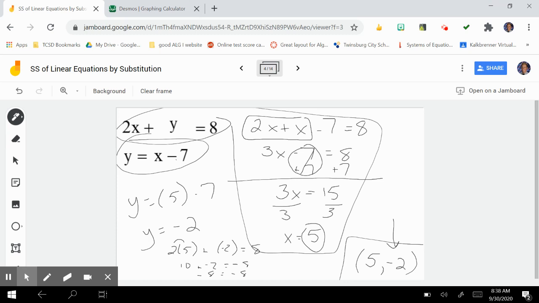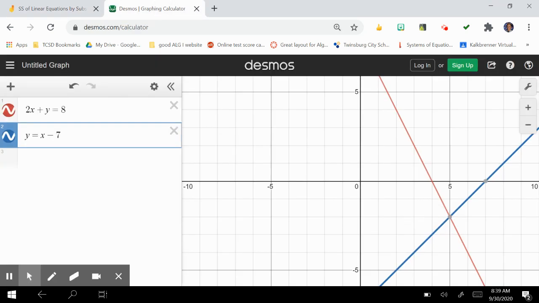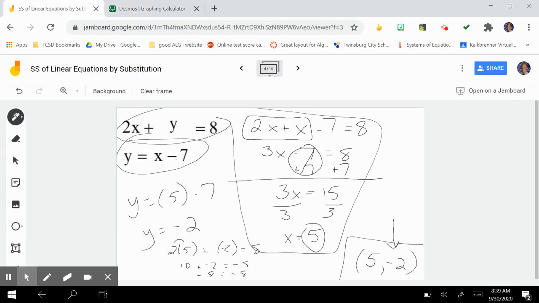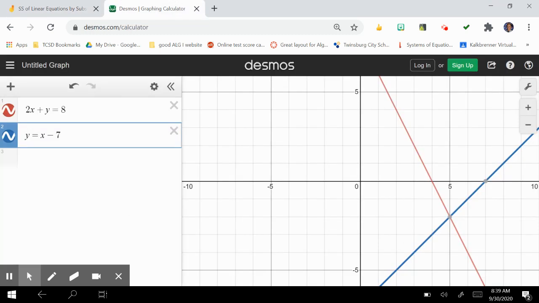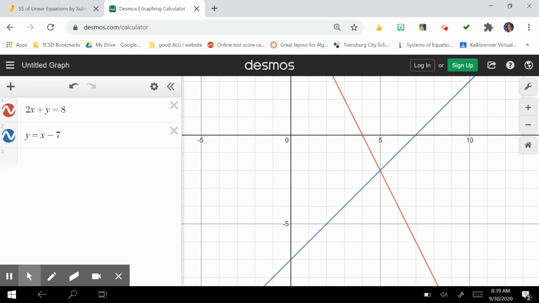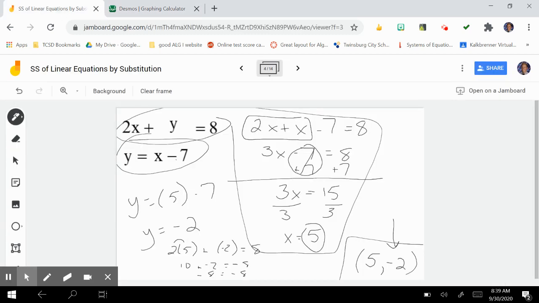So our final answer here for this problem specifically is (5, -2). Another way we can check that is by using Desmos. I just typed in my equations from the beginning: 2x plus y equals 8, y equals x minus 7. Now that we can see it visually, what we're looking for is where these two lines, the red line and the blue line, these linear functions, intersect. If you look, it says (5, -2). If you look at my answer down here, (5, -2), I know that that's correct.